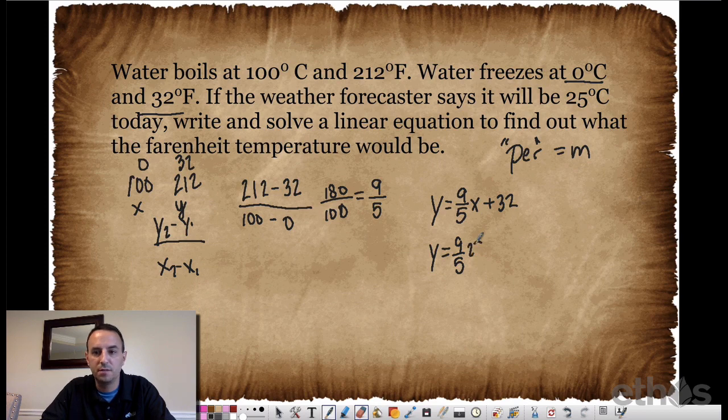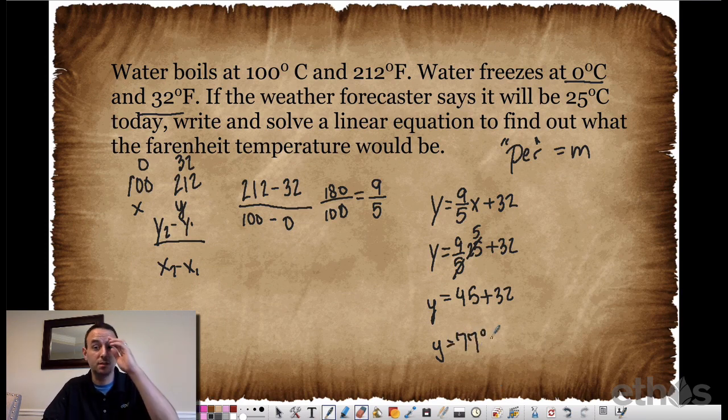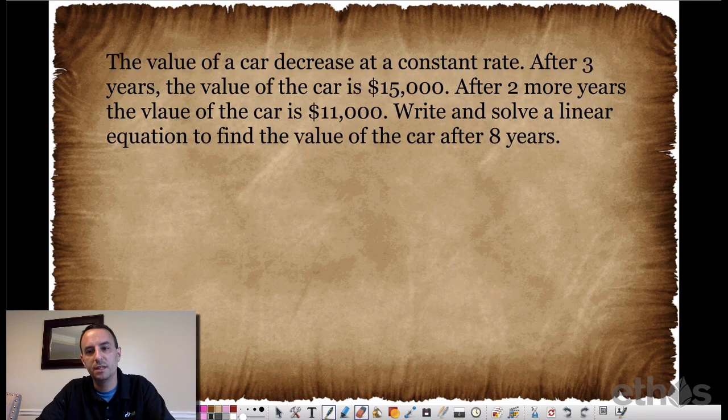times 25 plus 32. So cross reduce, okay, that's 5. So 9 times 5 is 45 plus 32 degrees. So, okay, roughly that's 77 degrees in Fahrenheit. So if it's 25 degrees Celsius outside, it's roughly 77 degrees outside in Fahrenheit. So it gives you a good idea. And this comes the same way in this kind of problem.